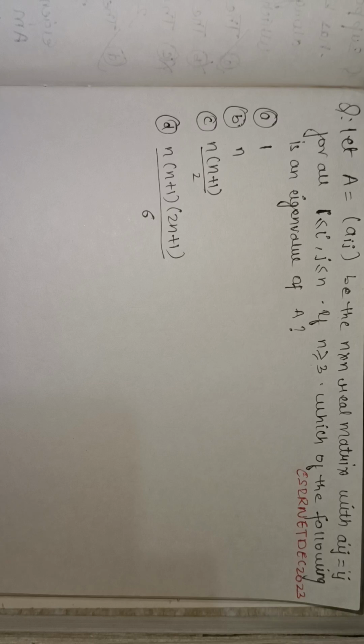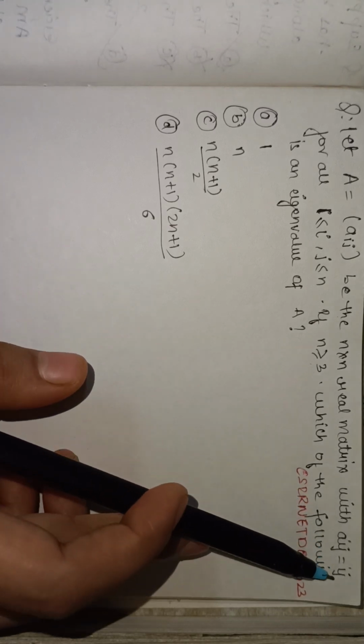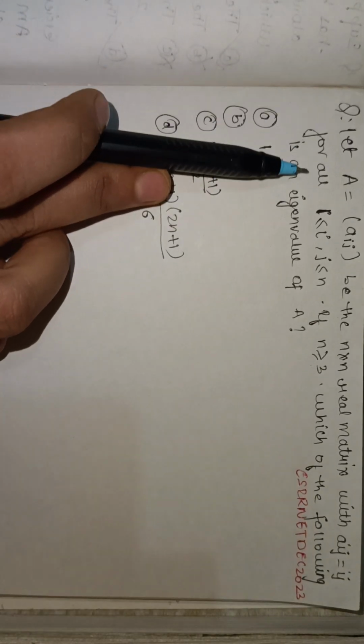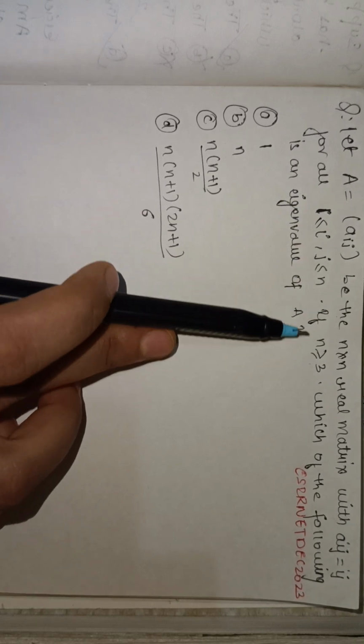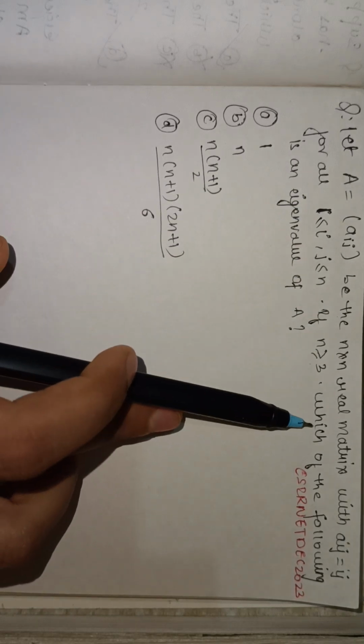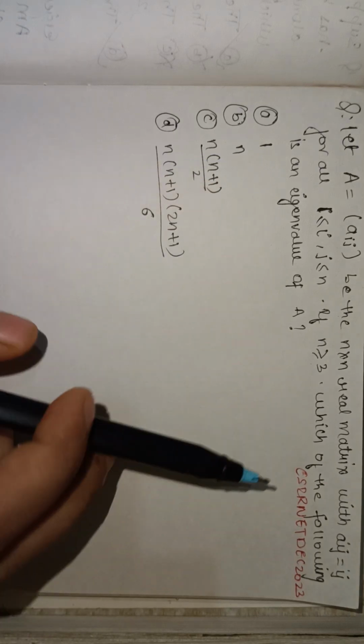In this video lecture, I am going to discuss the next PYQ of Linear Algebra asked in CSIR NET December 2023. So our question is: let A = [aij] be an n cross n real matrix with aij = i times j for all i and j between 1 and n. If n is greater than or equal to 3, which of the following is an eigenvalue of A? And these are the options.